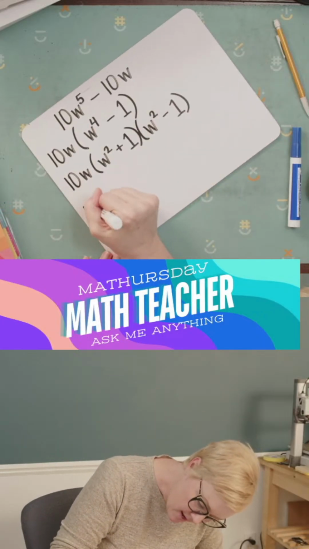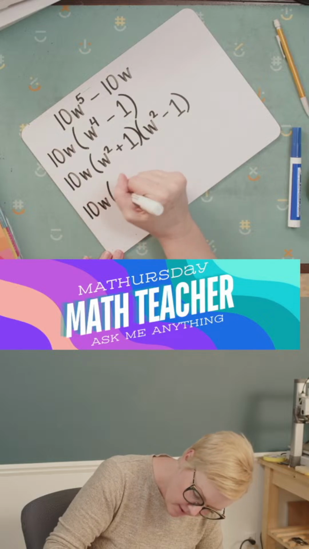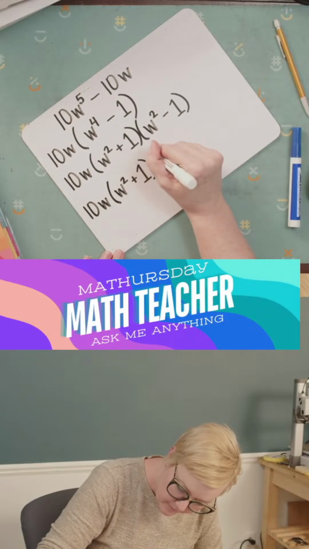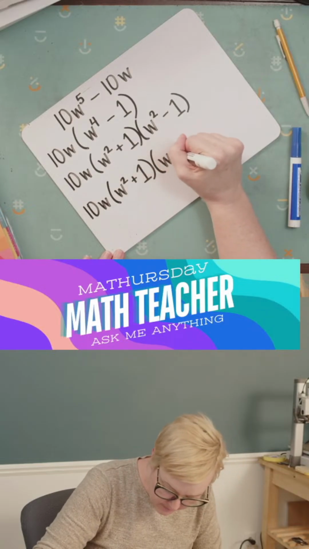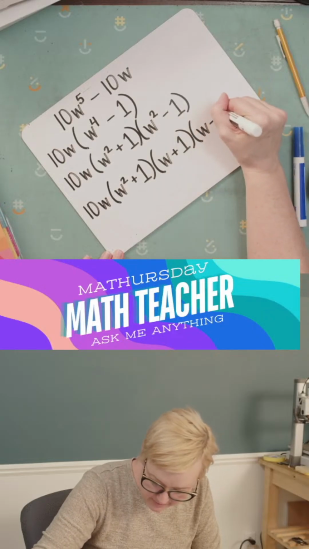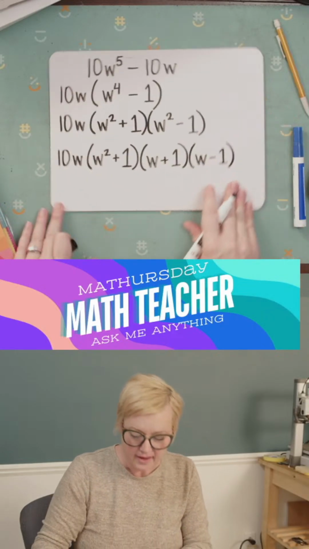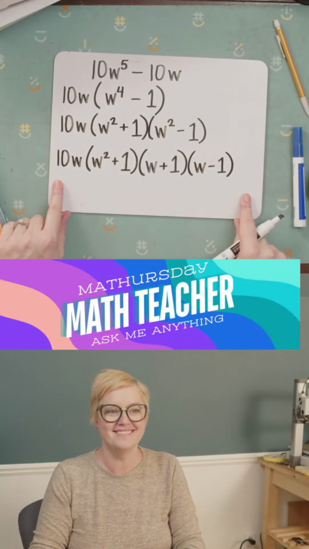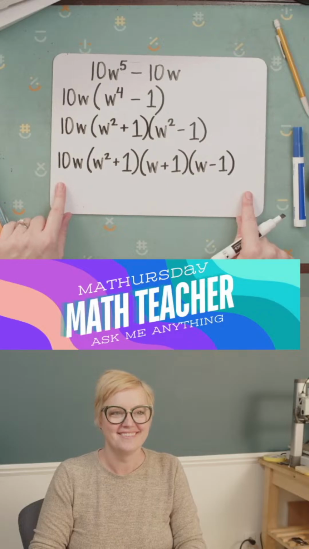One more time. We've got 10w times w squared plus 1 times w plus 1 times w minus 1. And now we look through, and there's nothing else we can do for it.